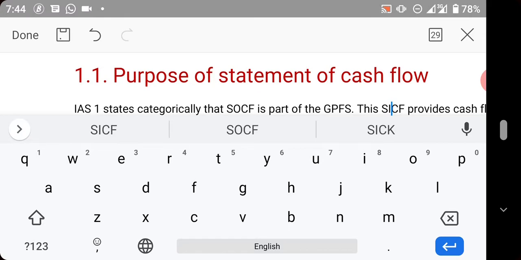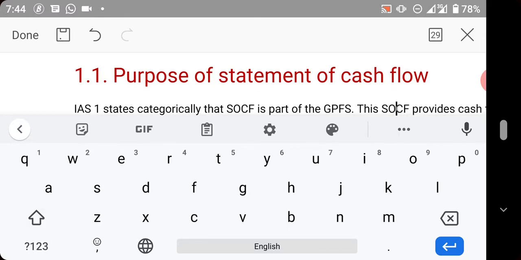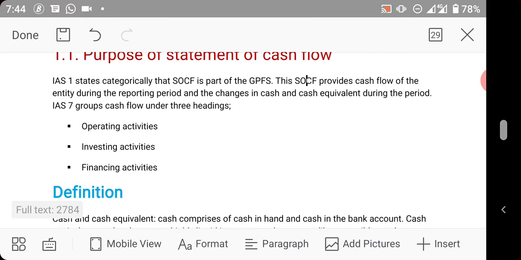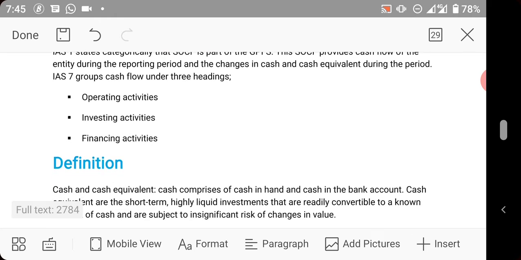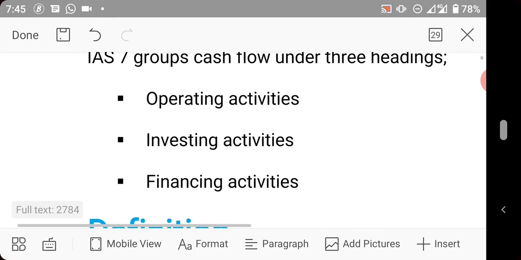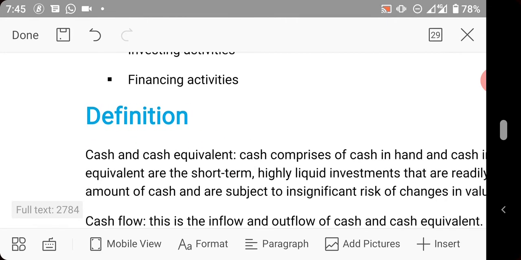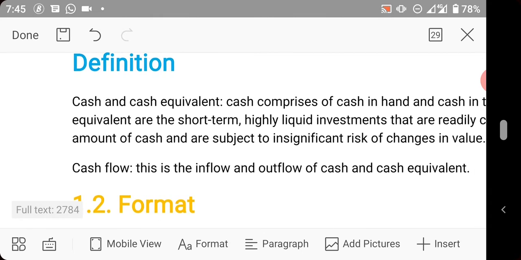So in discussing statement of cash flow, it is important that we understand the three categories of statement of cash flow. So cash flows in from three activities: operating activities, investing activities, and financing activities. So let's take the definition of terms.